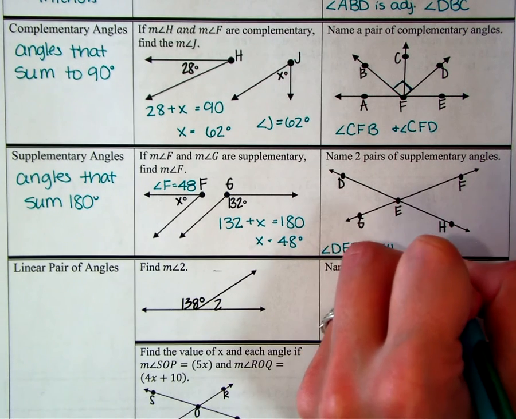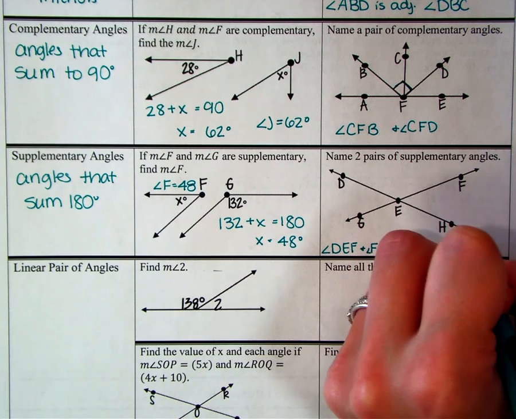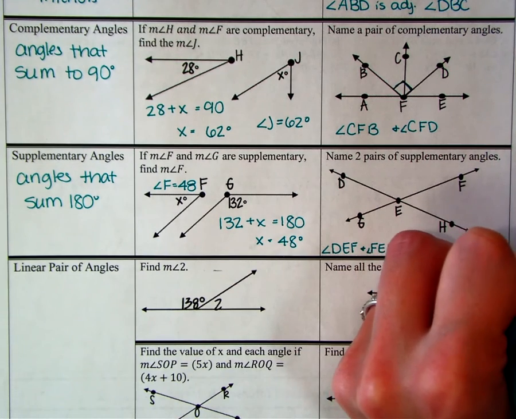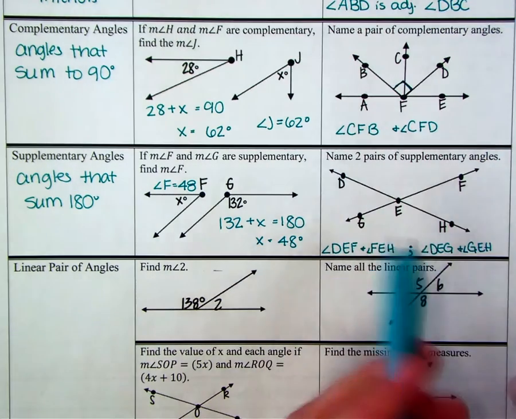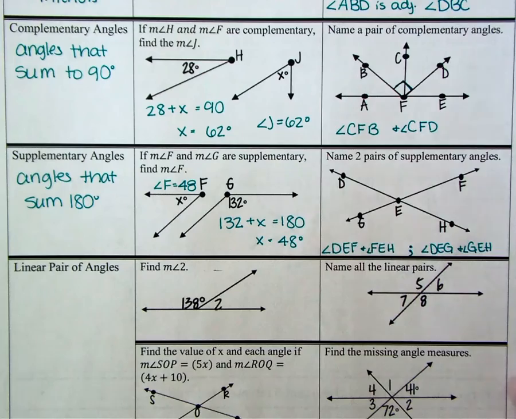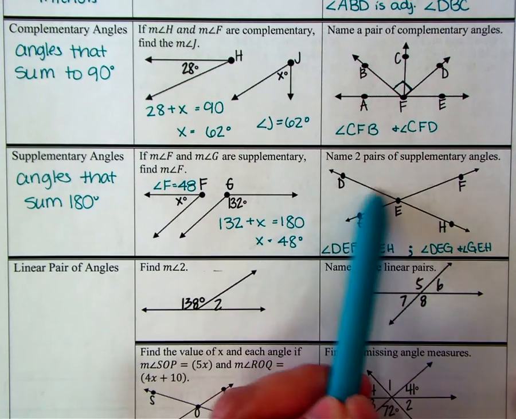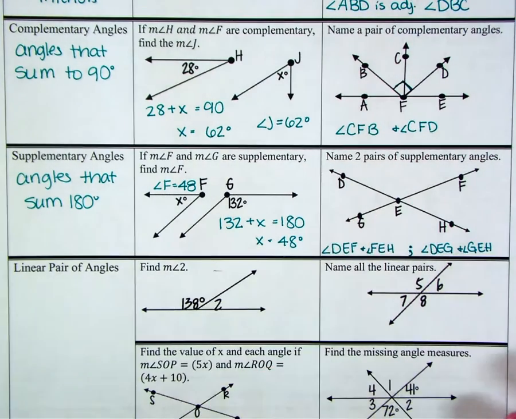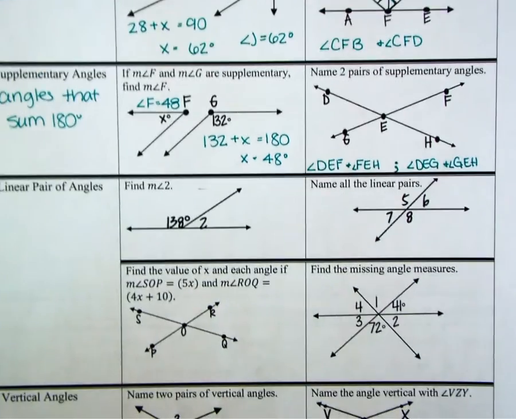DEG and GEH. We could also say FEH and HEG. We can also say DEG and DEF. So you've got lots of options there. There's a lot of answers. You don't have to just pick one.